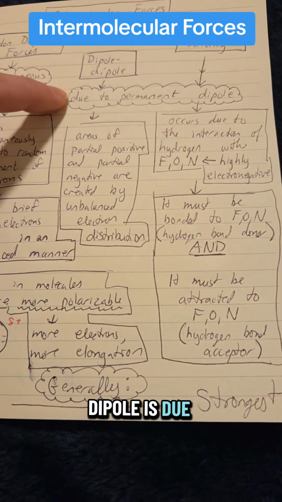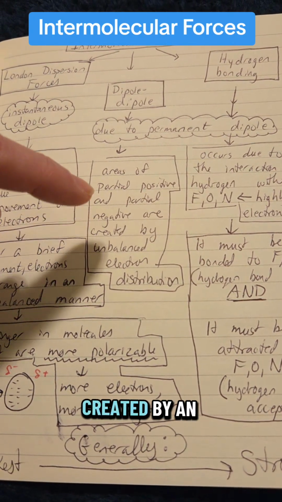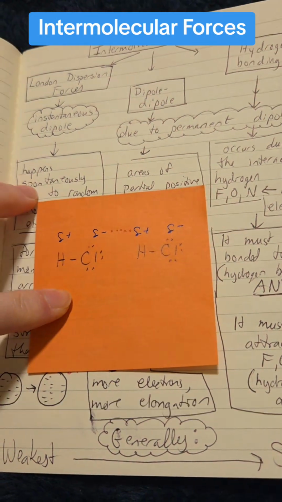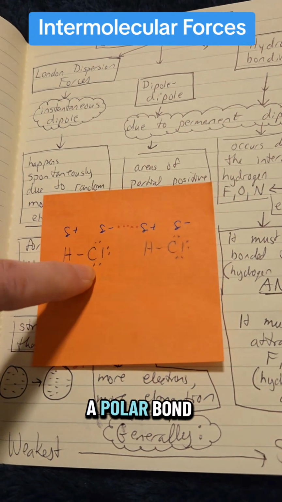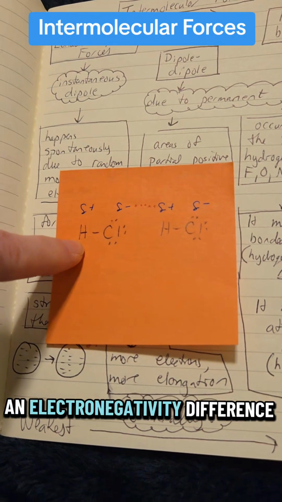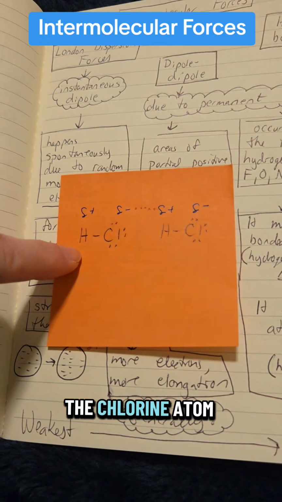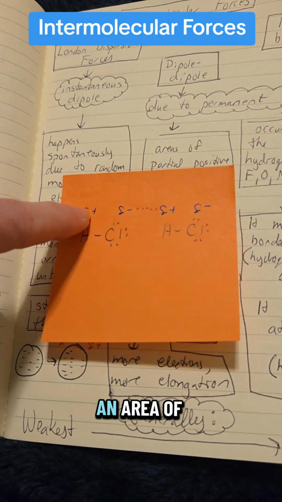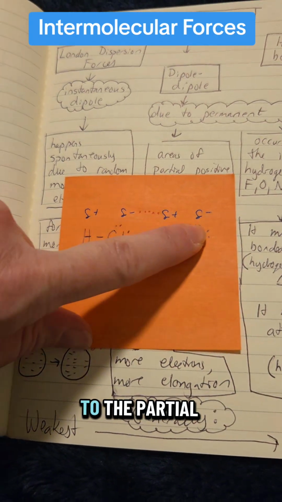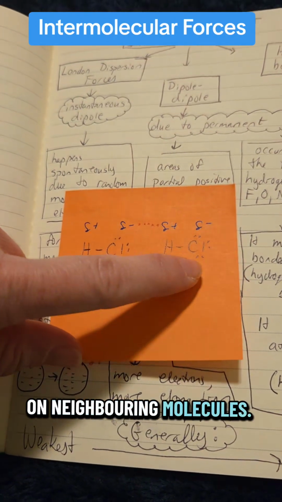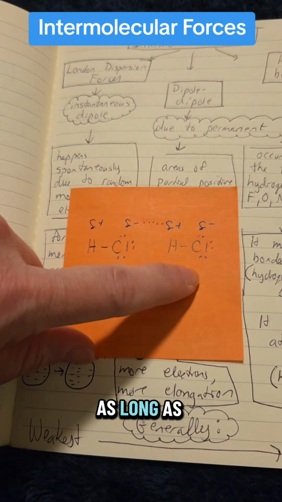So then dipole-dipole is due to that permanent dipole. That's where you have an area of partial positive and partial negative charges that are created by an unbalanced electron distribution. So here's an example of dipole-dipole. We have HCl. So this is a polar bond because there is an electronegativity difference between hydrogen and chlorine. Therefore, the electrons in this bond are closer to the chlorine atom than they are to the hydrogen atom. So that creates an area of partial positive on the hydrogen and partial negative on the chlorine. These partial charges are then attracted to the partial charges on neighboring molecules, and that could be neighboring molecules that are the same, or that could be neighboring molecules that are different, as long as there is a dipole that is present.